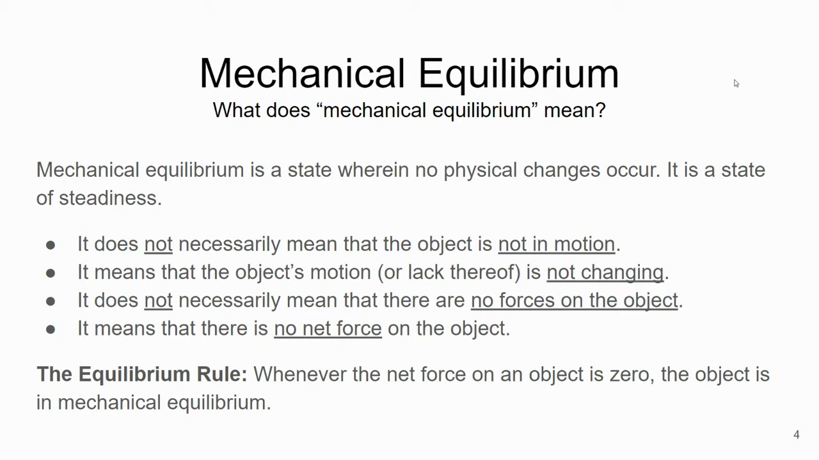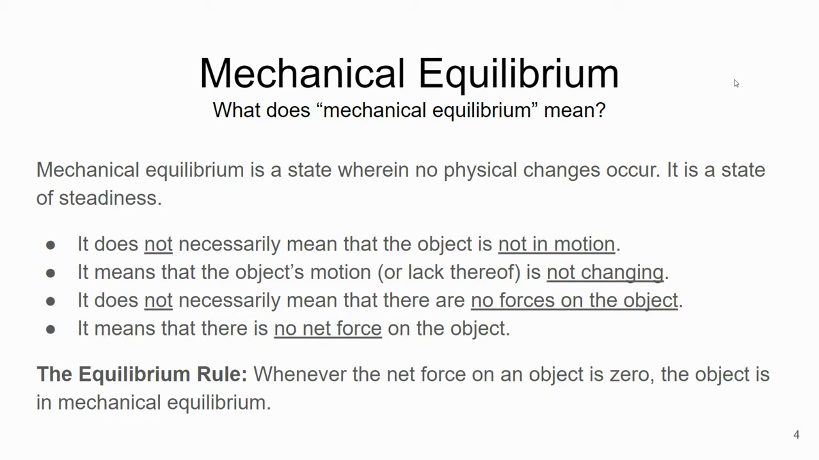The fact that things are steady does not necessarily mean that the objects aren't moving. You can be moving steadily, and that would be mechanical equilibrium. What it means is that if your object is moving, its motion is not changing. So ultimately, that means straight line, constant speed.